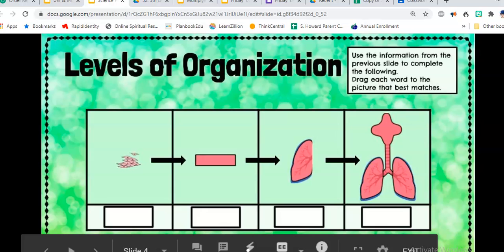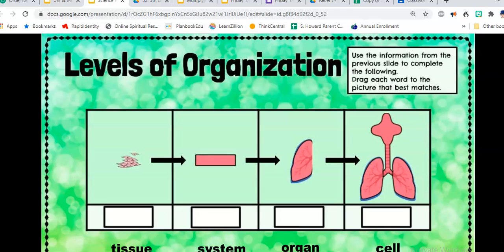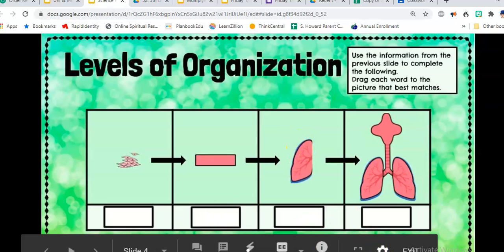Okay, in this slide, you see that it has something called levels of organization. So these cells at the most very basic level, they start organizing together to form tissue. So you have certain types of cells that come together to form tissues, and then they grow and grow and grow, and those tissues form into organs, and then those organs form into cells. All right, and so you're going to use the information from the slide that we just read, and then you're going to drag and drop these terms into the box that would work for that particular picture.